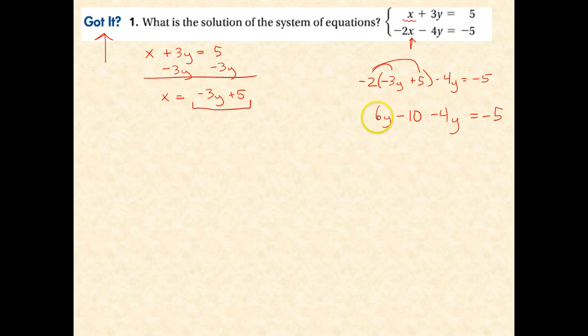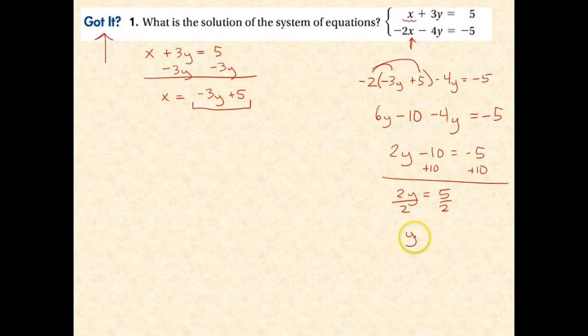Combine like terms. 6y minus 4y is 2y. So 2y minus 10 equals negative 5. Add 10 to both sides. 2y equals 5. Divide both sides by 2. y equals 5 over 2, aka 2.5.